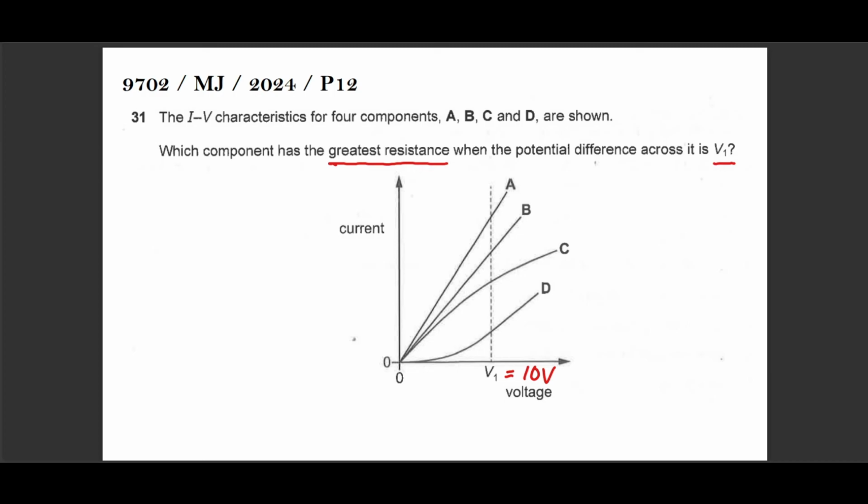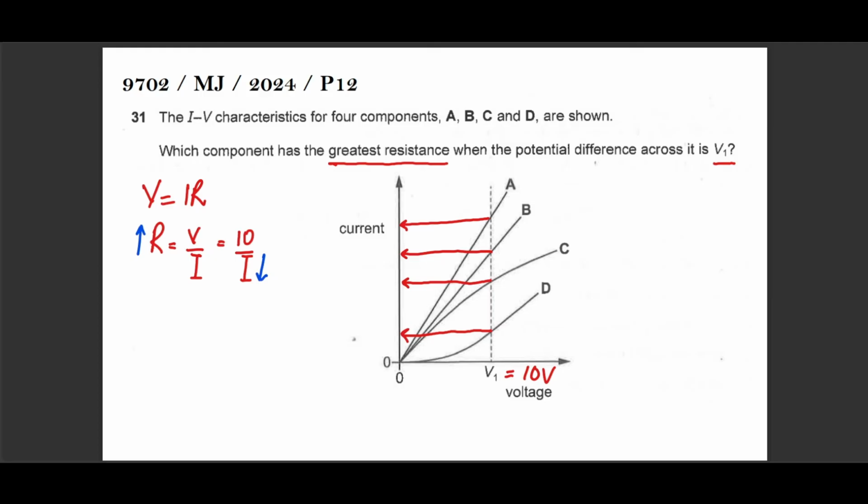Now at 10 volts, component D is consuming this much current. Component C is consuming this much current. B consumes this, and A requires this much current. If you were to calculate resistance from Ohm's law at these locations, resistance is equal to the ratio of potential difference to current. Now, we can see that the voltage remains constant. If we are looking for the greatest resistance, that means the current through that component at the same voltage should be the lowest.